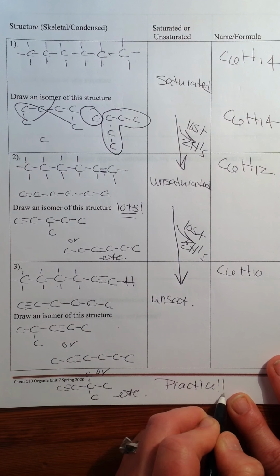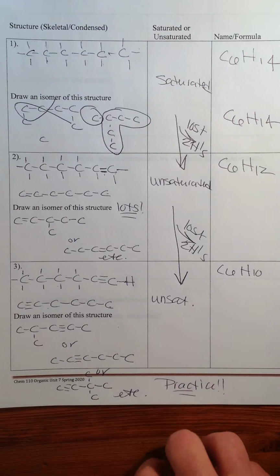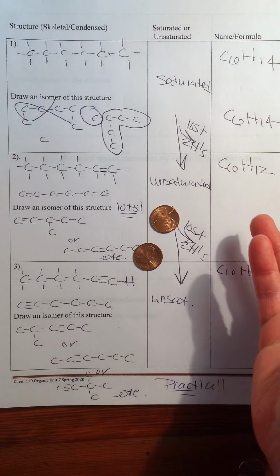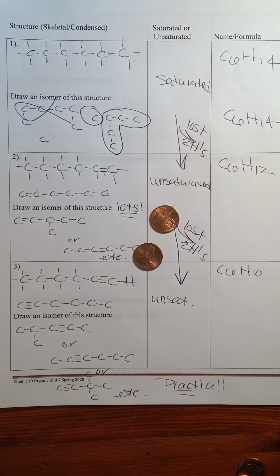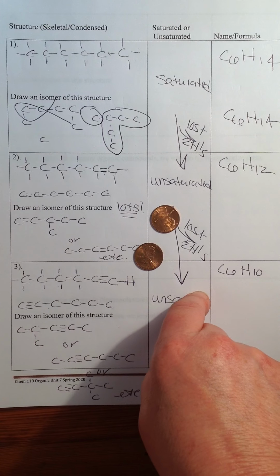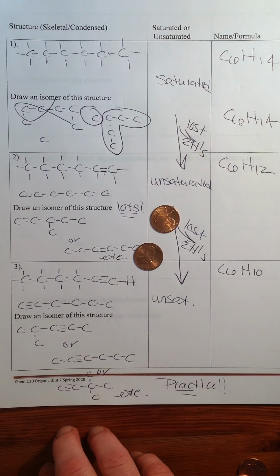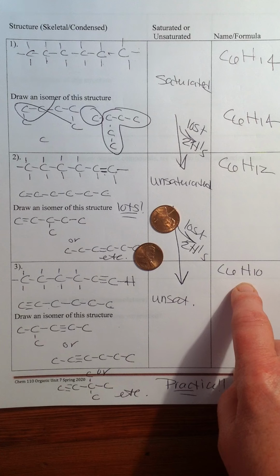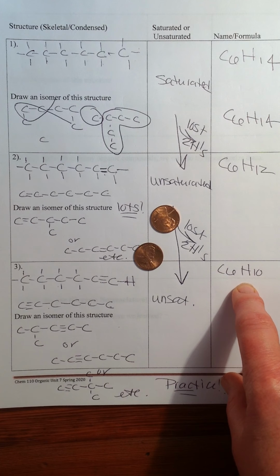Practice, practice, practice. Again, you can use low-tech pennies or something like that. But what you want to do is link the carbons together, find the longest continuous carbon chain, and find out how many hydrogens you can put on there. Okay?